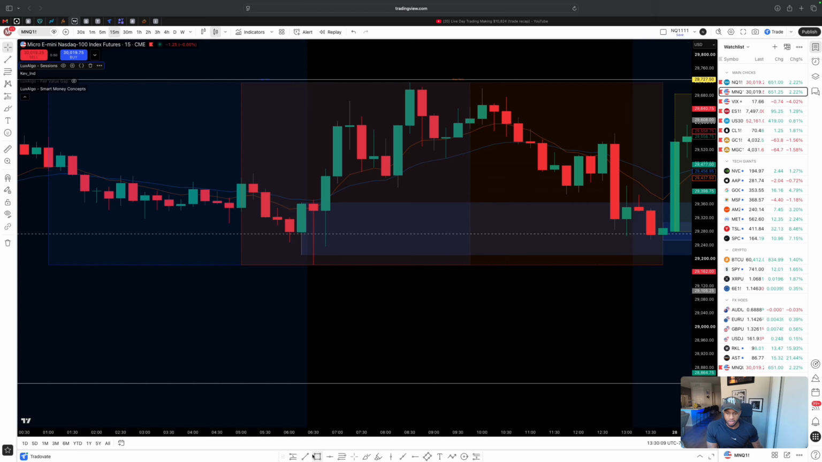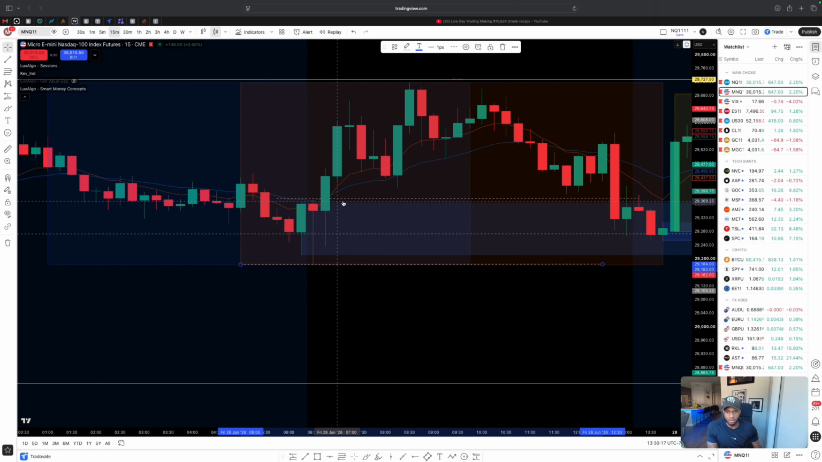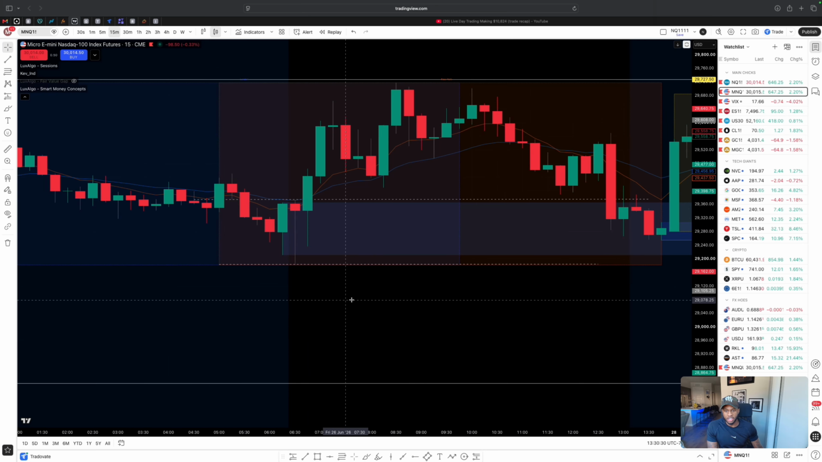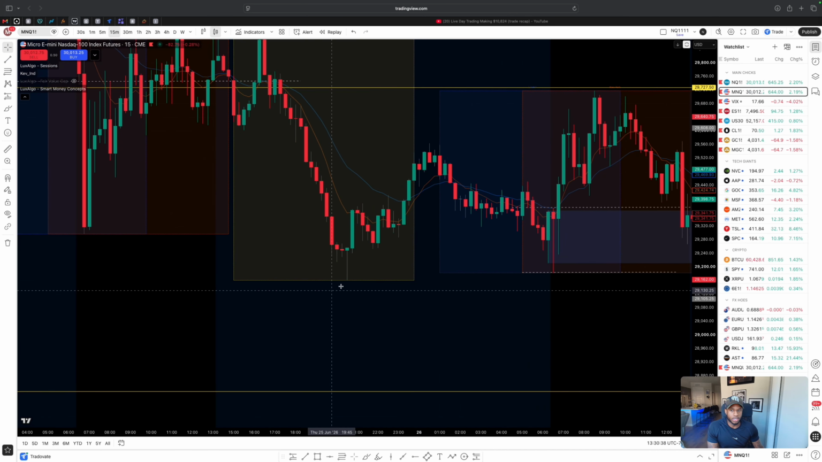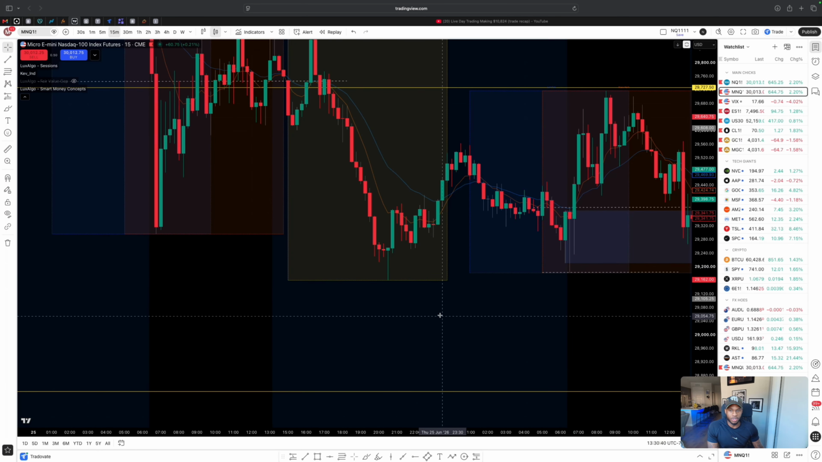So we drag this out, and then we'll drag the bottom out, just wick to wick, just catching the whole range. Okay, so you can see this 15-minute range right here. As soon as this closes, all I'm looking for is a push outside of this range and then target previous highs. The previous high at this moment in time was at 29,727.